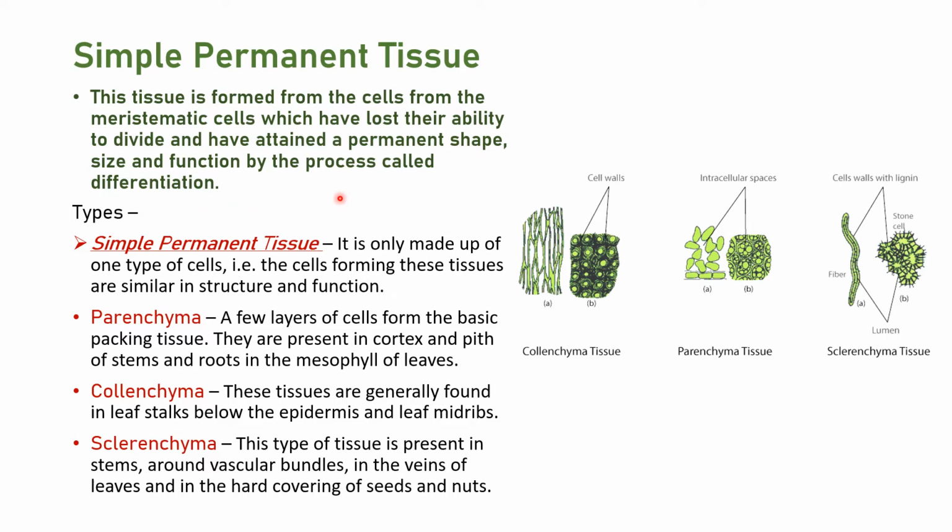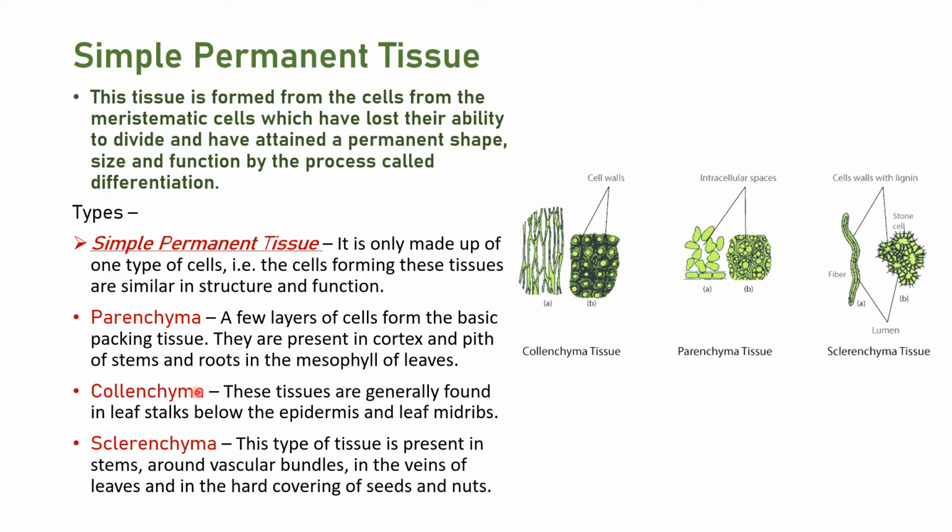Now coming to the simple permanent tissues. Simple permanent tissues are of three types. Children, first was meristematic tissue which we did, and then there are permanent tissues. So plant tissues are divided into meristematic tissue and simple permanent tissues, right? Under the simple permanent tissues, we have parenchyma, collenchyma and sclerenchyma, right? Now let's have a look at these different types of simple permanent tissues.